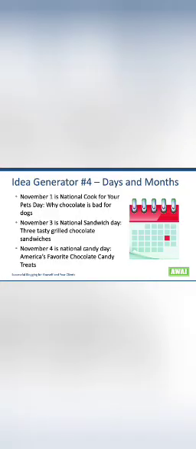The fourth idea generator that I recommend is that you use days, weeks, and months for inspiration. Now, what I mean by this is every day has multiple things that it is officially recognized for. The same is true for every week and for every month as well. And you can look for days and months and weeks that tie in well to your topic. So in keeping with our chocolate example, I picked the month of November.